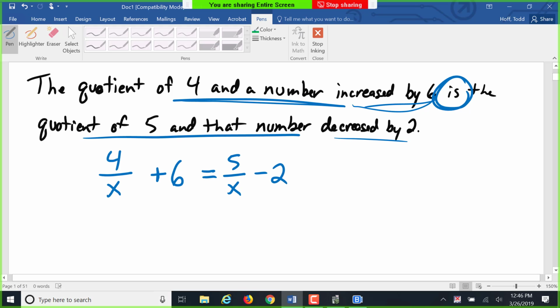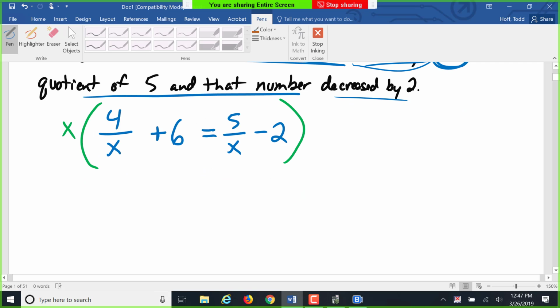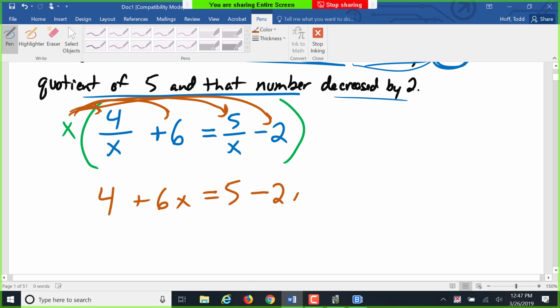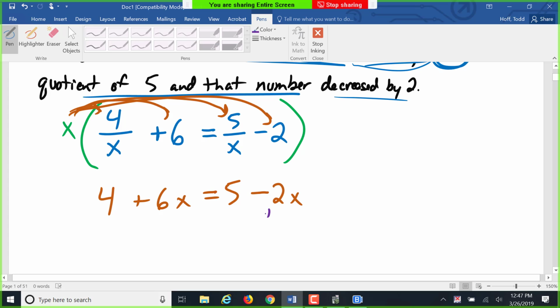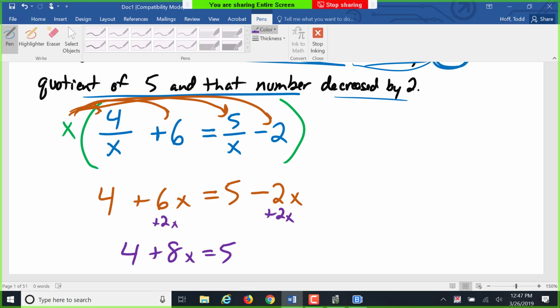What am I going to do to solve this equation? What's my common denominator? X. My only denominator is x, right? So I multiply here, x times 4 over x. The x is canceled to give me just 4. X times 6 is 6x equals x times 5 over x. The x is canceled to give me just 5. Then x times negative 2 is negative 2x. So to solve this, we have to get rid of one of the x's. Negative 2 is the smaller one, so we're going to add 2x. 4 plus 8x equals 5. What's next?